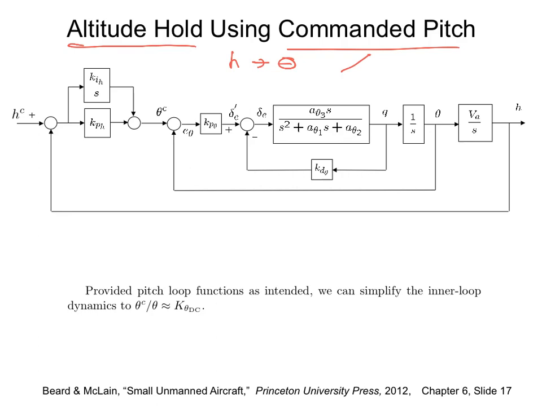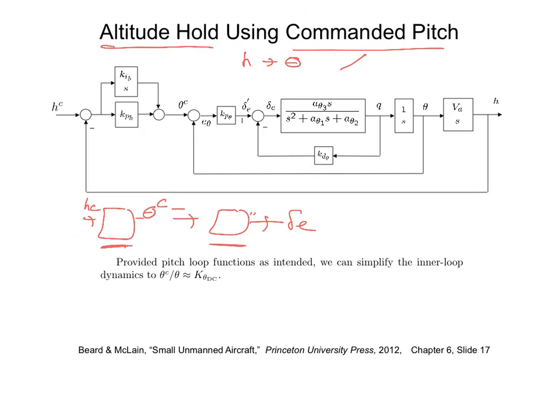The output of this loop will be theta commanded, and theta commanded will then go to your pitch loop, which gives you the delta E. So height commanded gives you theta commanded. This is the outer loop, this is the inner loop. The inner loop will be faster, but remember the inner loop has a DC gain of K theta DC.